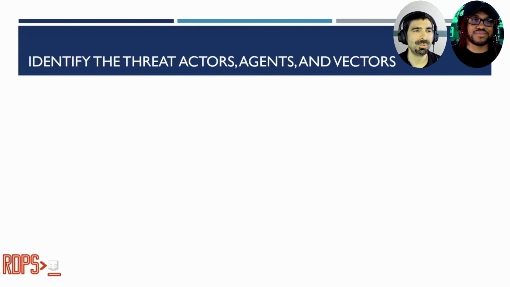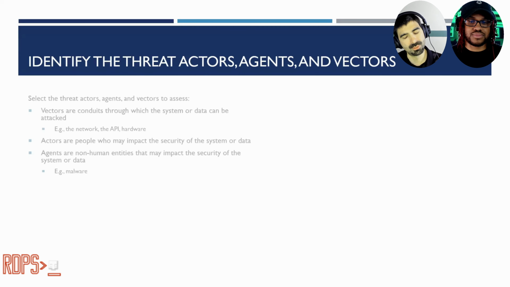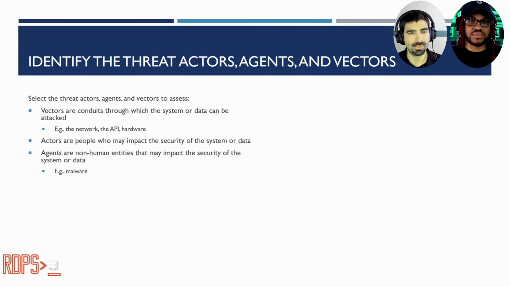We're going to do a continuation of threat modeling, or the threat modeling series that we've been doing so far. The next step that we need to do when we're threat modeling is identify the threat actors, agents, and vectors. In order to do this, we're selecting all of those actors, agents, and vectors that either would attack the system or would be a conduit through which someone may attack the system.